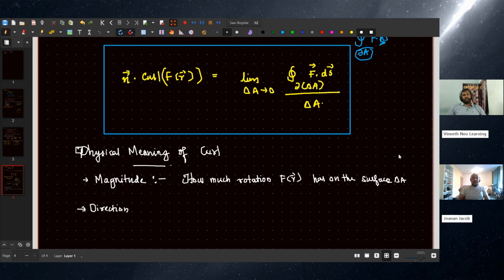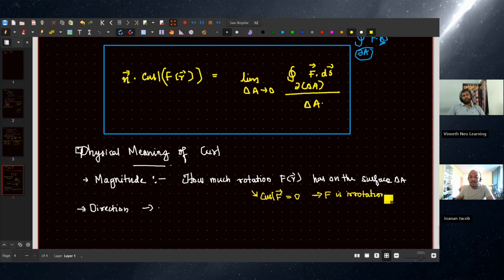And the direction of the vector. So the curl will tell you whether it has rotation, and the magnitude of the curl. So if curl of F is equal to 0, we call those vectors irrotational. Yes, I remember. Curl F equal to 0 implies F is irrotational. You remember?